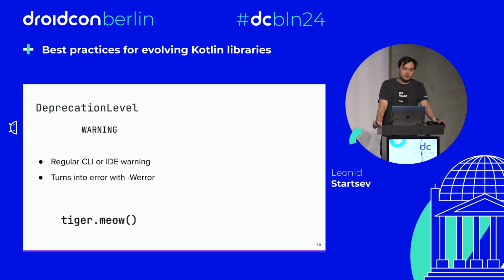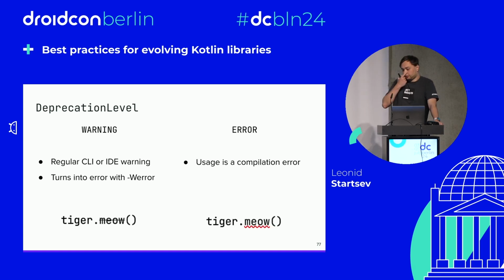And the last argument is deprecation level. Well, warning, as you might have guessed, produces a regular CLI or IDE warning, which will be turned into an error with -Werror. And deprecation level error causes a compilation error.